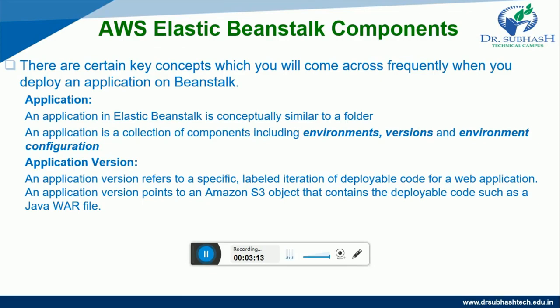The next component is application version. An application version refers to a specific labeled iteration of deployable code for a web application. An application version points to an Amazon S3 object that contains the deployable code such as a Java WAR file. So friends, this is what the application and application version components of Elastic Beanstalk are.